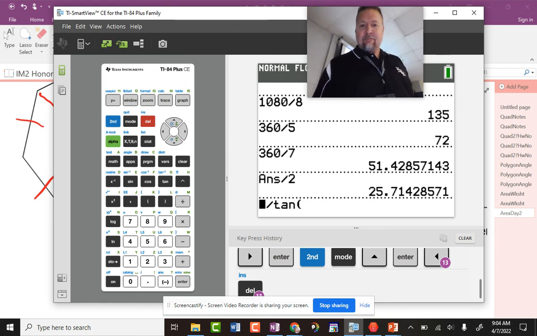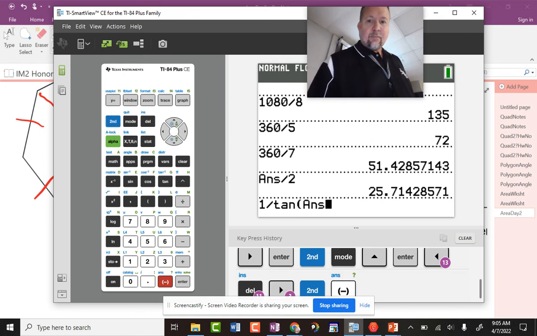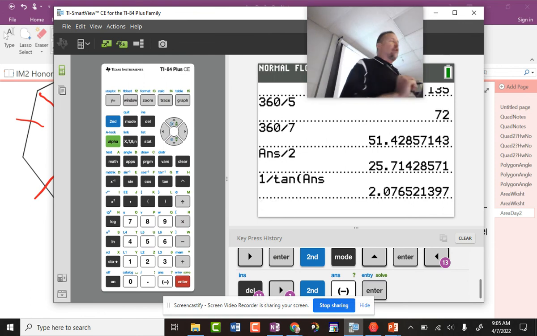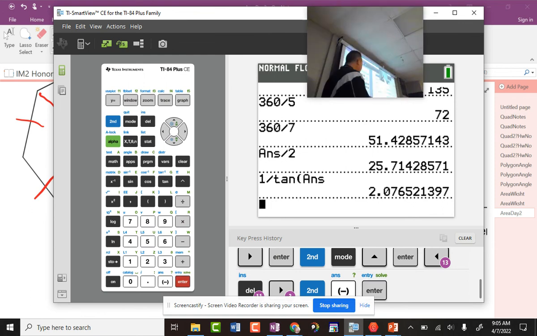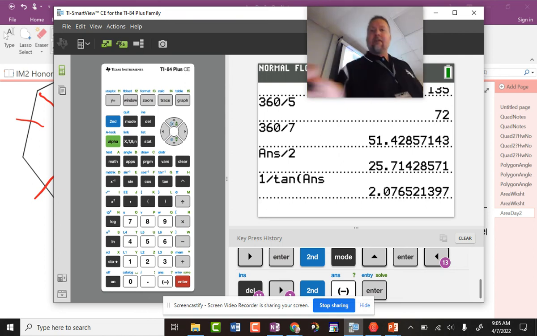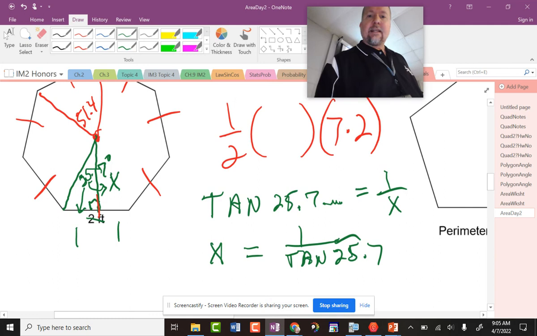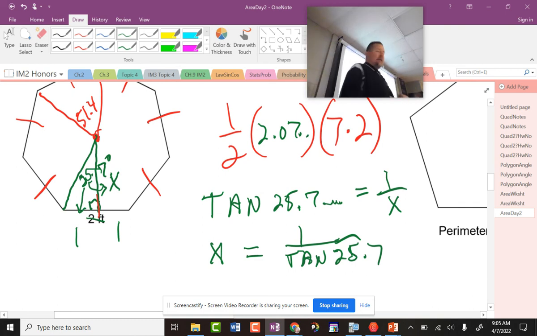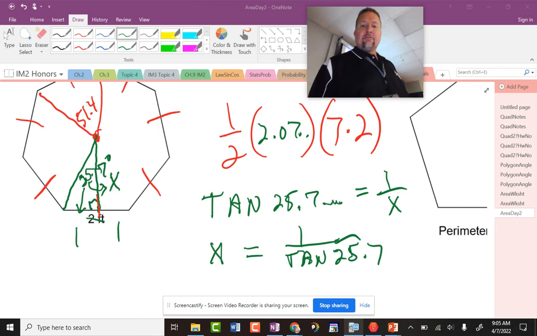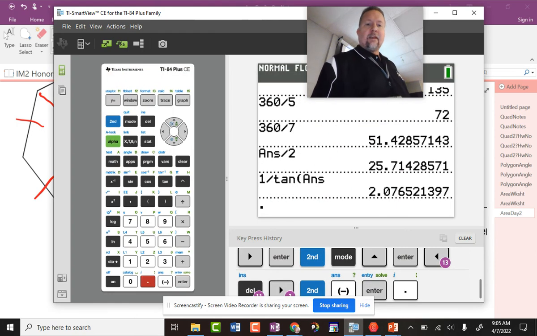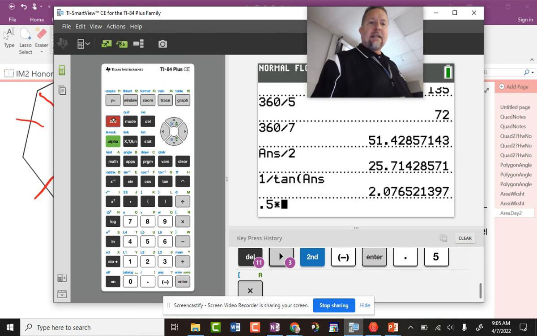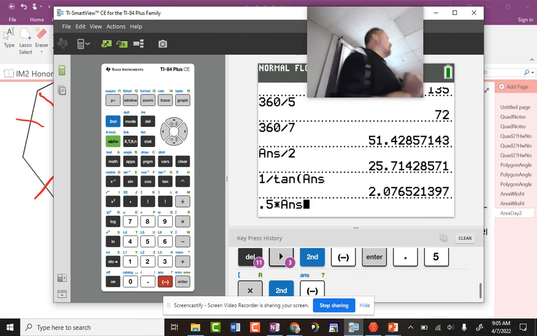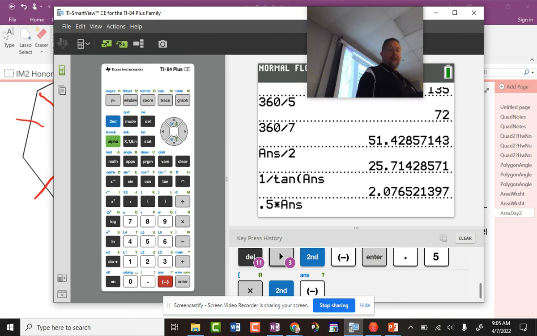Actually, what I could have done is something different. I could have done the ANS button. Second, previous answer. Now what I have is an unrounded answer. Right? So 2.07 blah goes in this. That just means I'm not going to round still. Then I could do 0.5 times answer. This is a rule, especially if you're going to be an engineer: you don't round until the end.